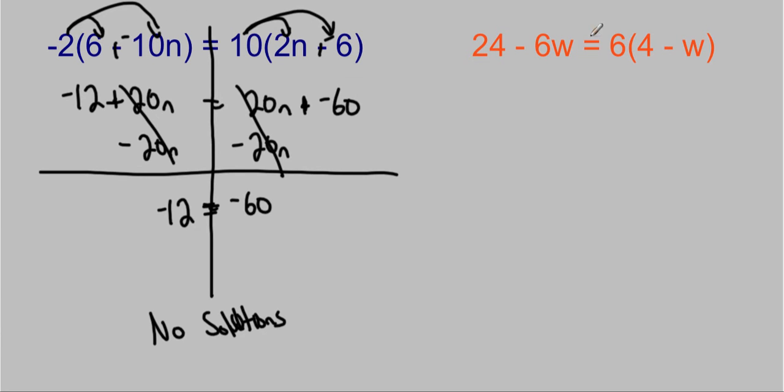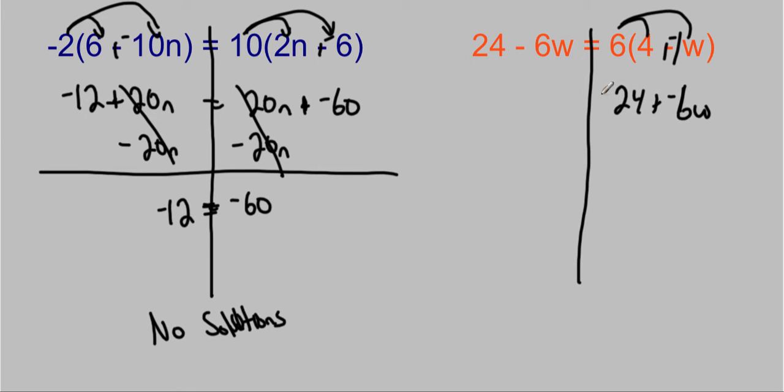Okay, let's see one more. So I do my distributive. 6 times 4 is 24. 6 times negative 1w is negative 6w. Over here, I got my 24 plus negative 6w. So you'll notice in this case, it's exactly the same on both sides. But sometimes it feels like this first one felt like a lot of the same numbers. Maybe it's going to be the same thing.